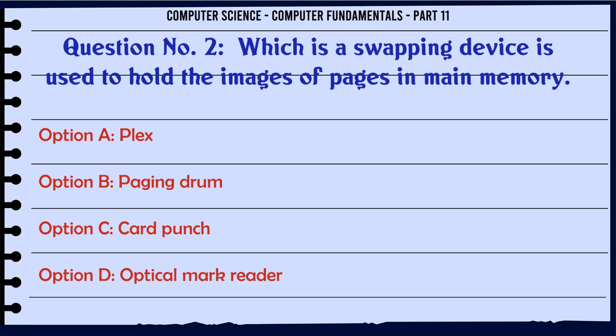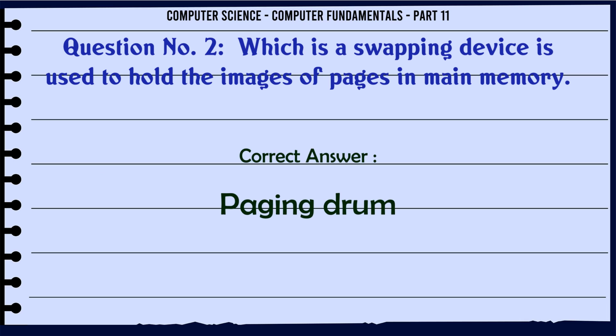Which device is used to hold the images of pages in main memory as a swapping device? A. Plaques. B. Paging drum. C. Card punch. D. Optical mark reader. The correct answer is paging drum.